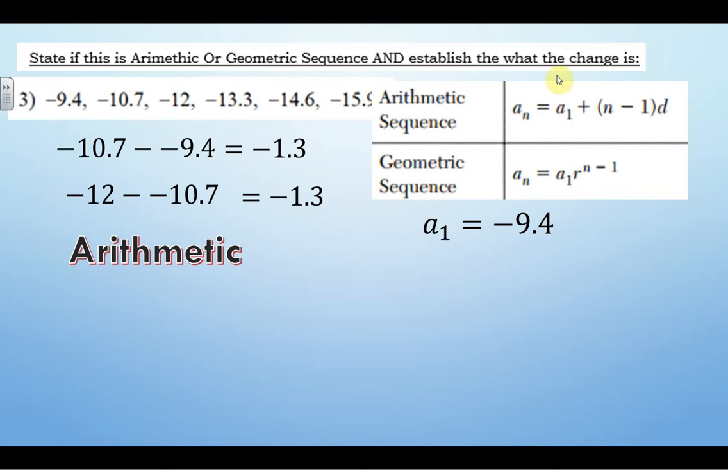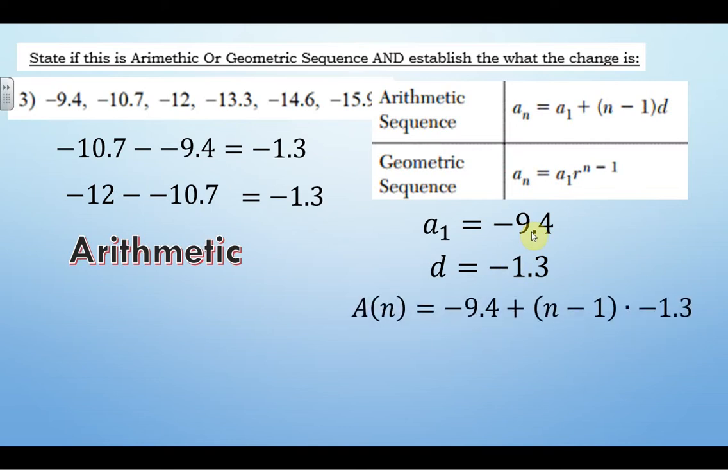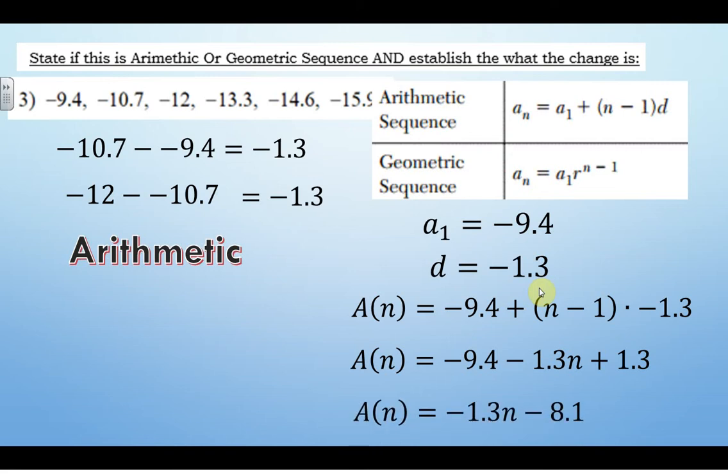Now they say establish what the change is. That's that D value. It's the distance between the terms. Some people think of it as a difference, but that's what that is. So we're going to come up with the formula. Really it's just now at this point plugging and chugging since we know all our values. We like to simplify, so I distribute that negative 1.3 by multiplying. Be careful with this. It looks different because you guys are used to it being on this side of the parentheses. You have to distribute that. That's one of the biggest mistakes people will make this chapter. And then you simplify by adding your negative 9.4 and 1.3, and then that's your formula to get your sequence.